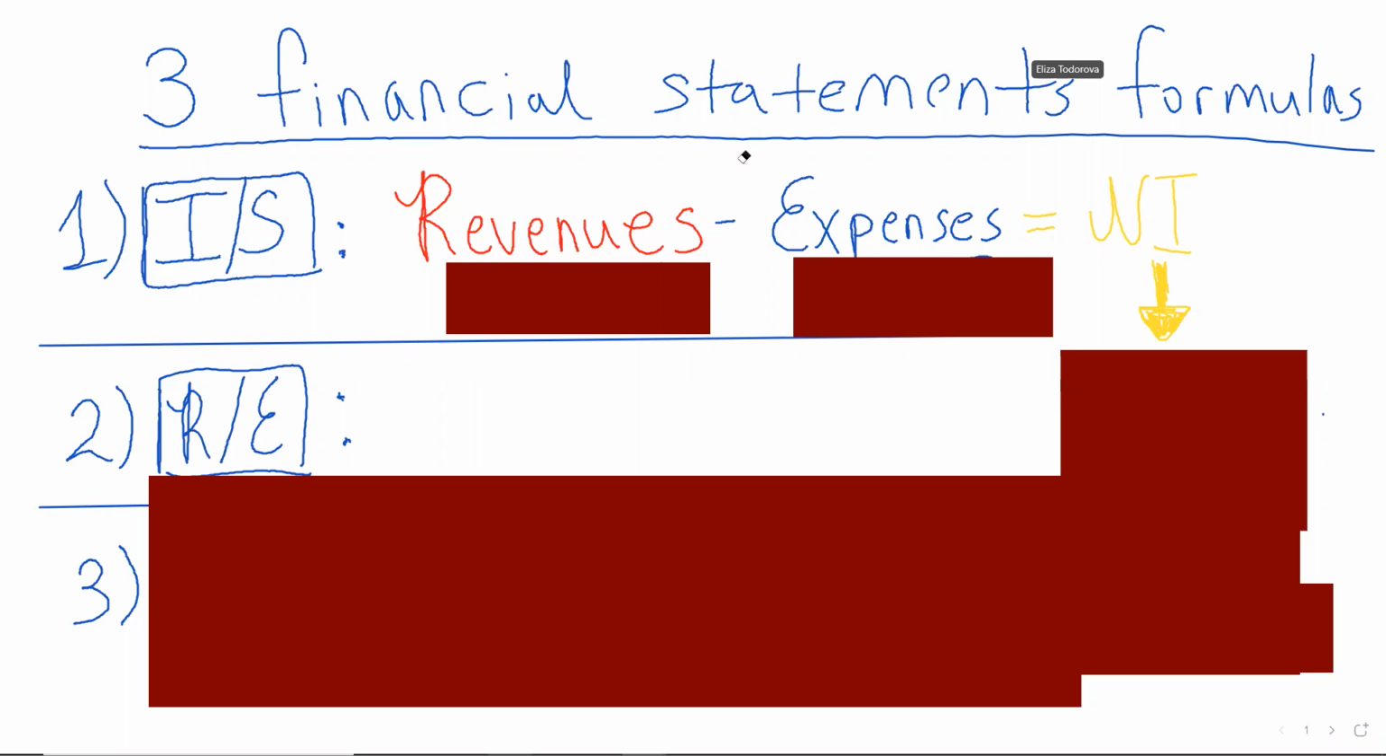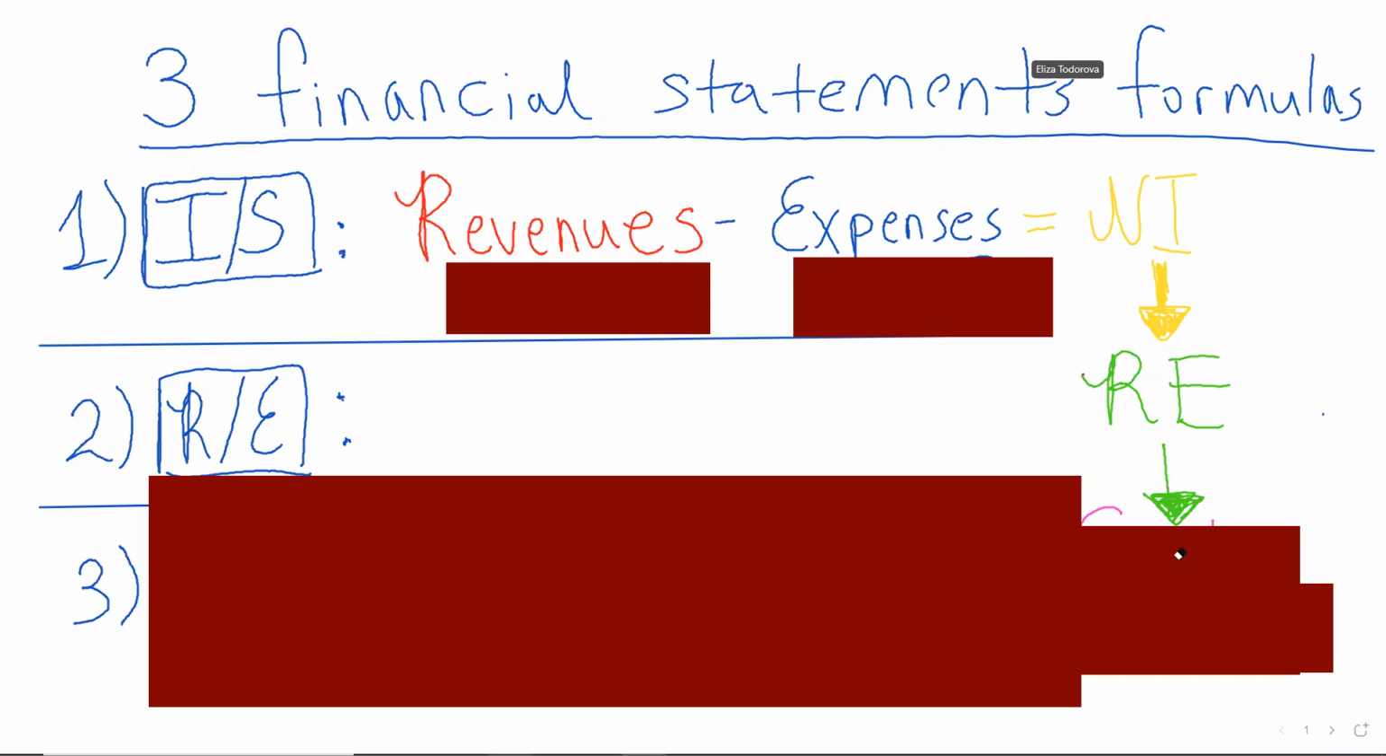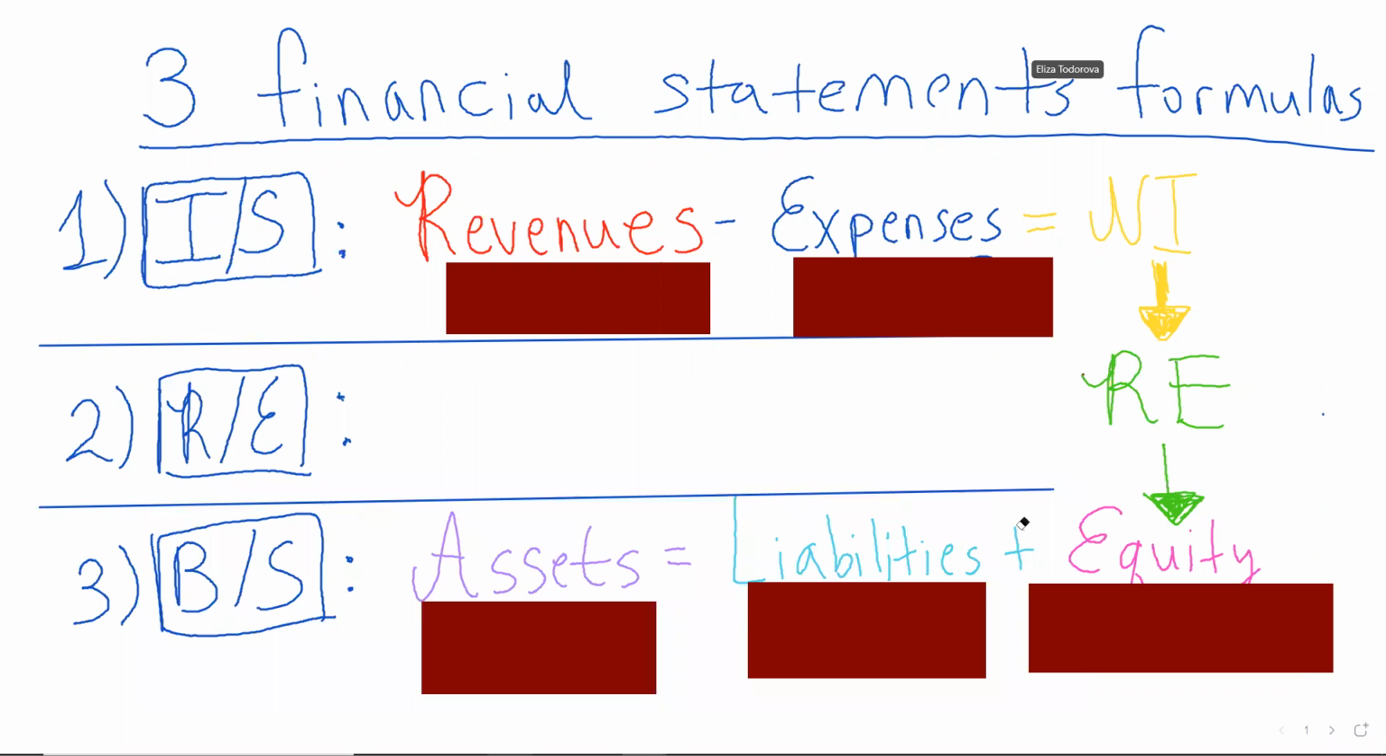For the income statement, you have revenues minus expenses equals net income. From net income, it goes into retained earnings. From retained earnings, it goes into equity. So that leads us to the balance sheet equation, which is assets equals liabilities plus equity.